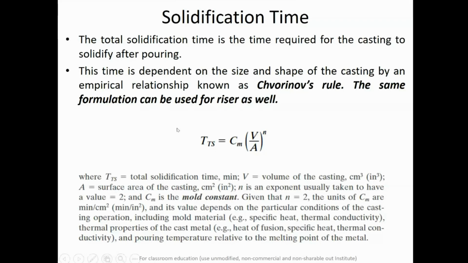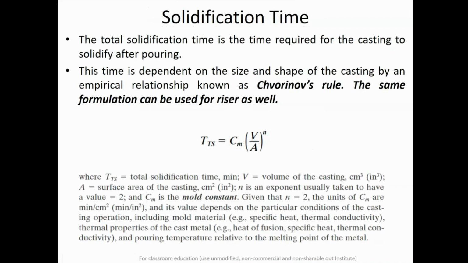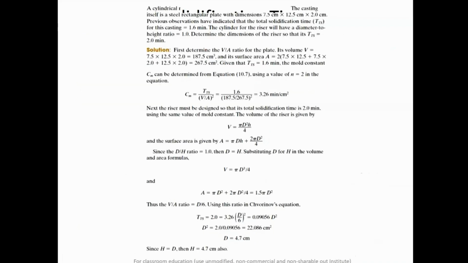So using this correlation, you can easily calculate the solidification time. If you put the value of n here, this solidification time is proportional to the square of V by A. So if you increase the volume of the casting, the solidification time will also increase, and if you increase the surface area of the casting, the solidification time will decrease. This is the concept of solidification time, and this approach can be used to determine the optimum size of a riser. However, there are different methods. We will discuss all these methods one by one.